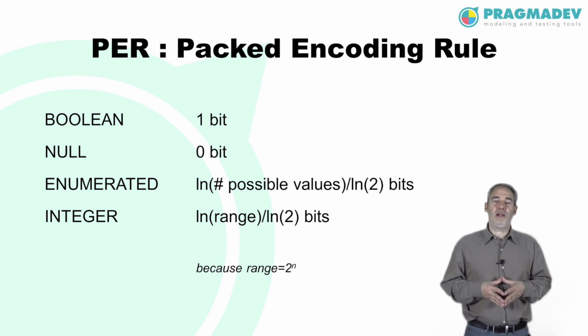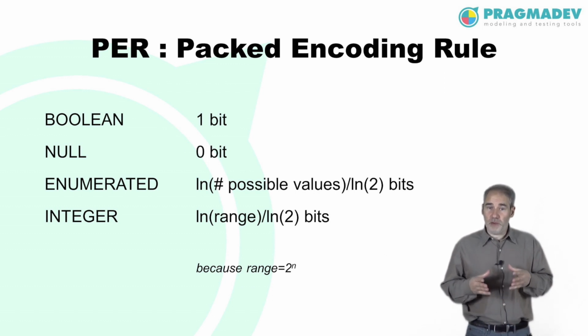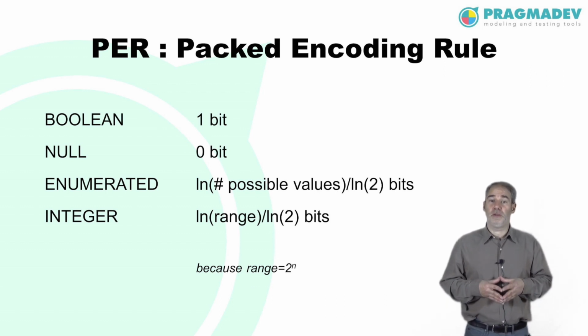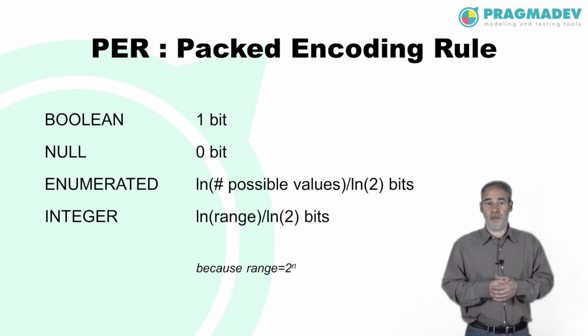Here are a few classical values for the preamble. 1 bit only is necessary for a Boolean and none for a null value. Now when it comes to enumerated, even if a value is set for each item, the principle is to count the number of possible values and to find the lowest number of bits necessary to encode the value. So for example, if 3 items are enumerated, then only 2 bits are necessary.